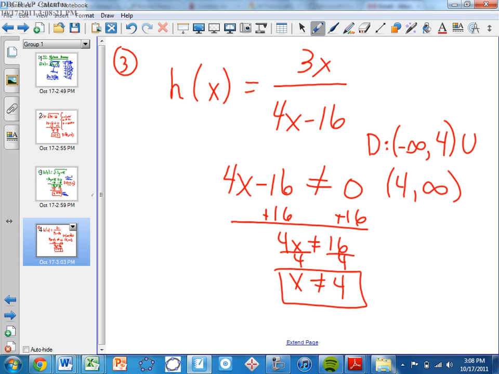Good question again. Why is it a parentheses in front and behind of infinities and not a bracket? Because you can't get to infinity, right?